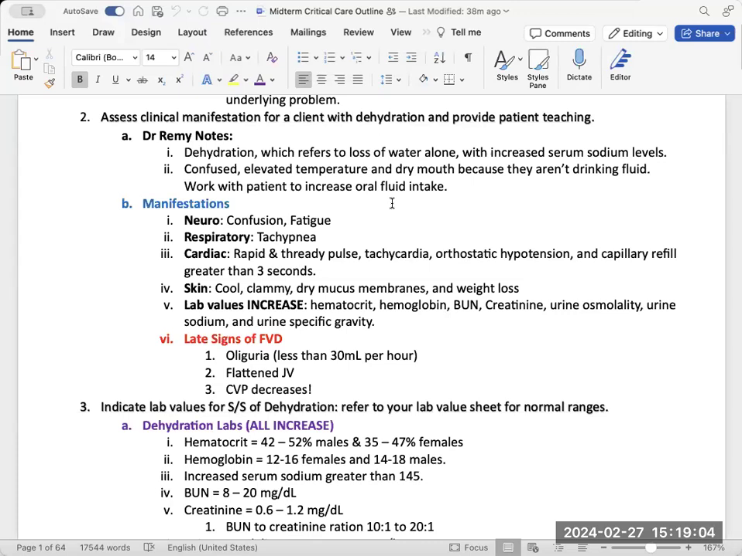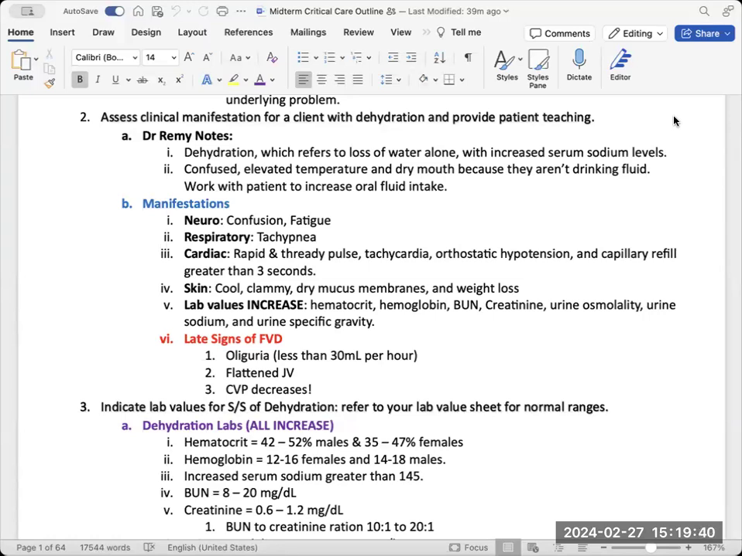Okay, so when we're thinking about dehydration, it's a problem with them not getting enough water, whereas fluid volume deficit is a little different. She said for this, we want to encourage them to increase their oral intake. However, if they're very confused, we may not give them oral fluids, but she did mention we want to work with the patient if they're not confused and not at risk for aspiration, to give them those oral fluids.